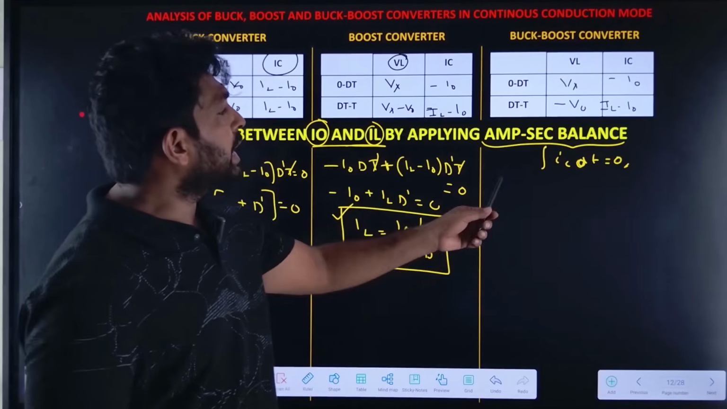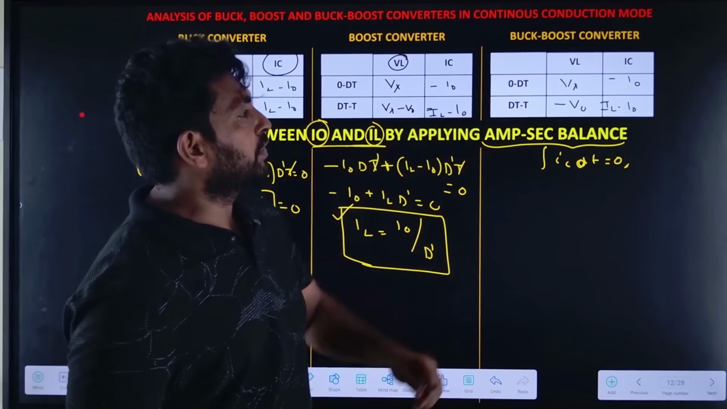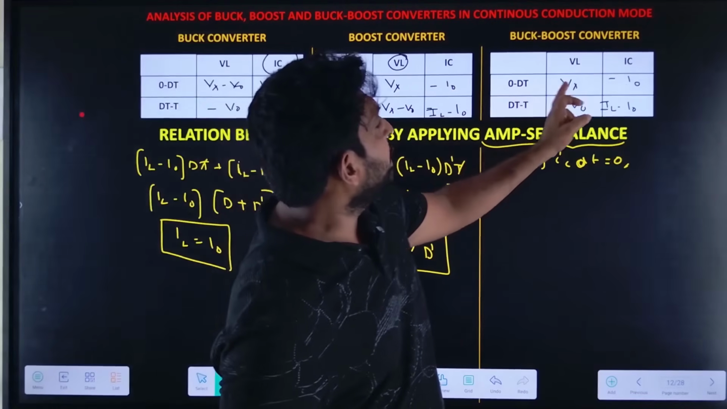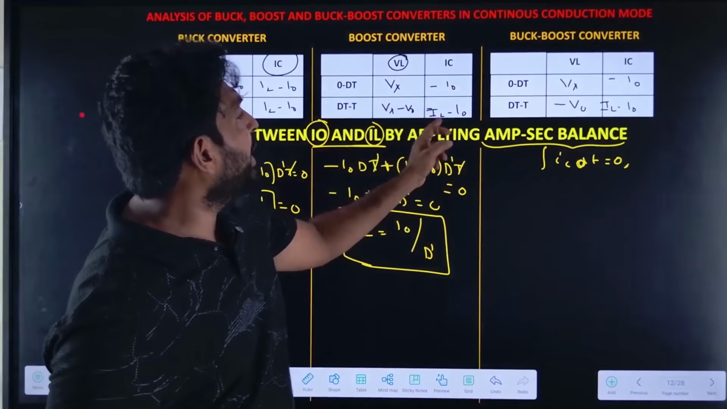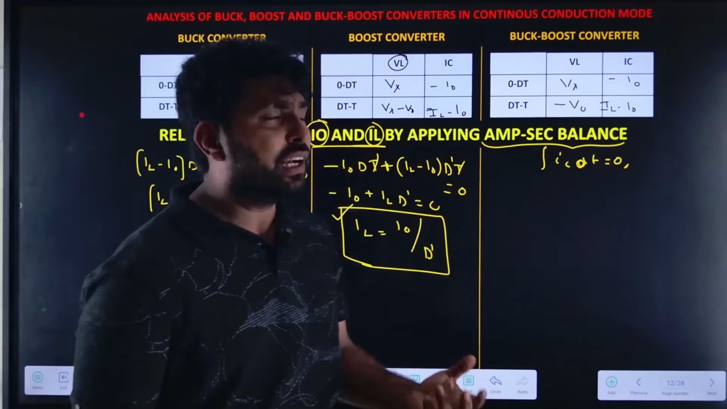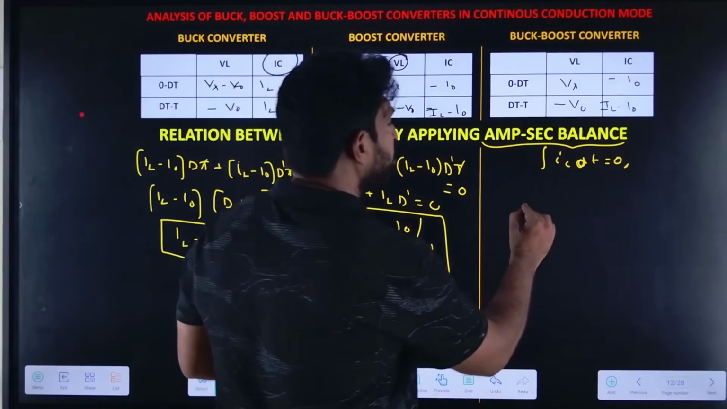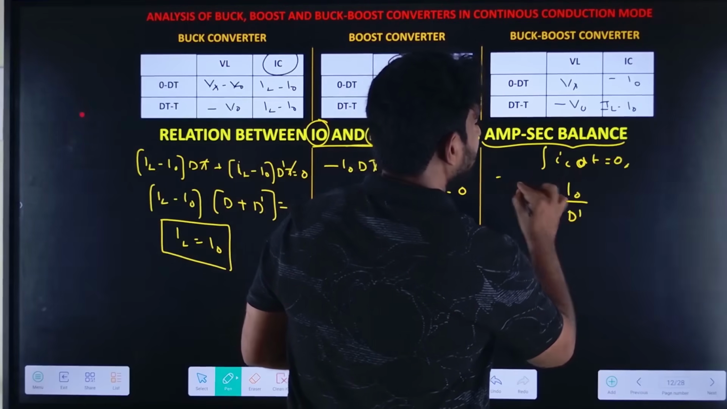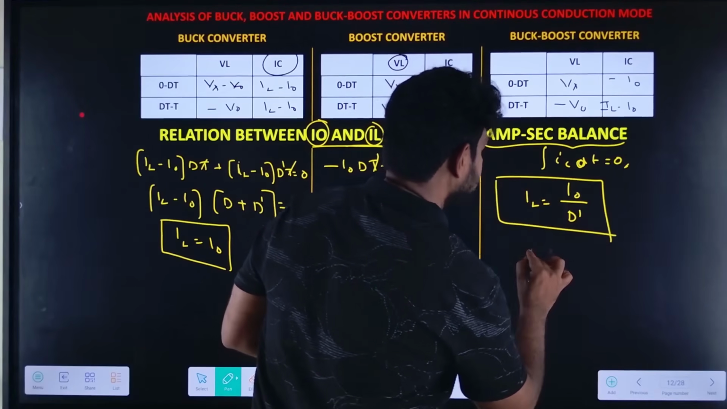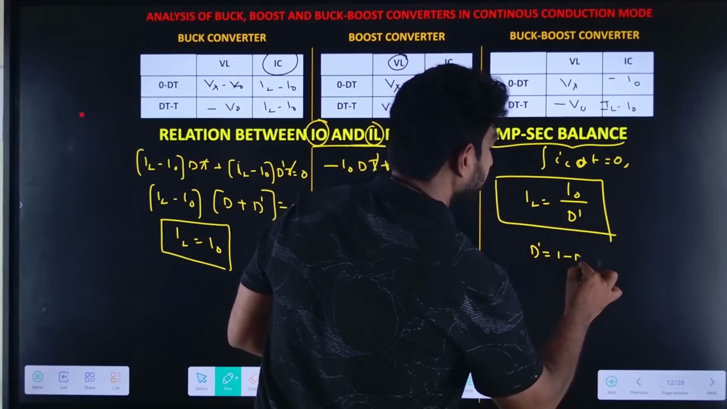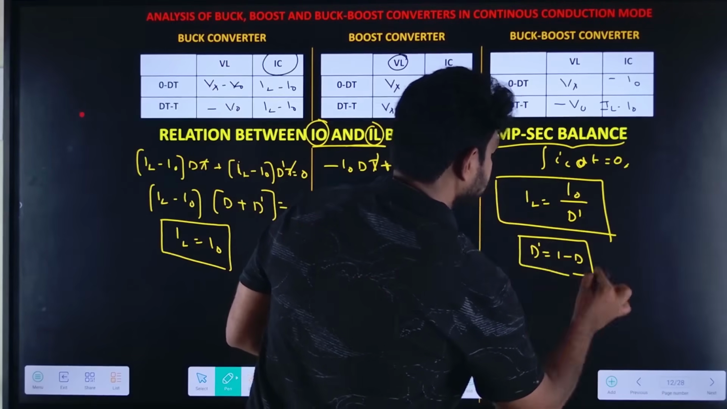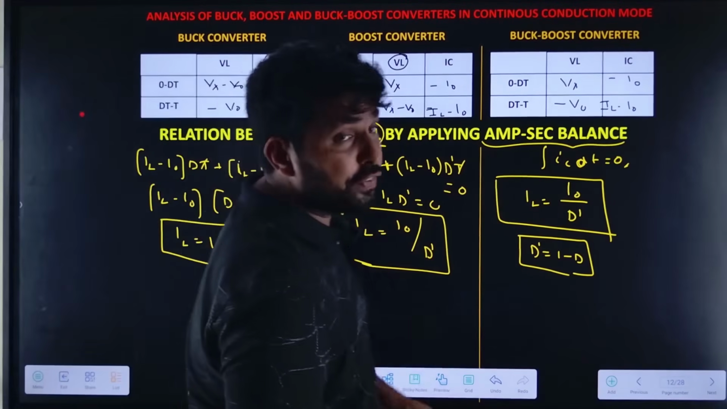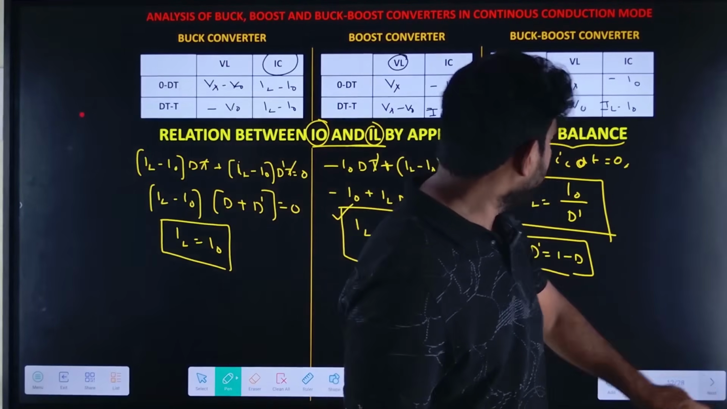Now let us find it for the buck-boost converter. If you see this, both are the same. From 0 to dt it is minus I0, and from dt to the period it is IL minus I0. So the expression is also the same, no need to find it again, which is equal to I0 by d dash, where d dash is 1 minus d. So now we have derived IL in terms of I0.